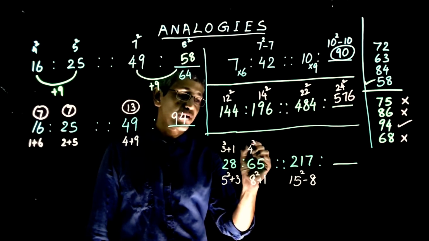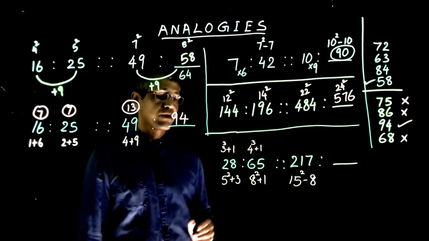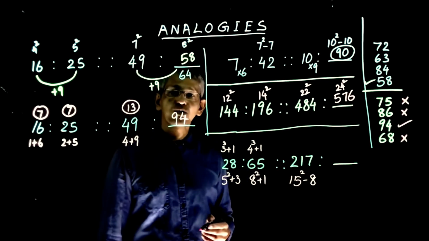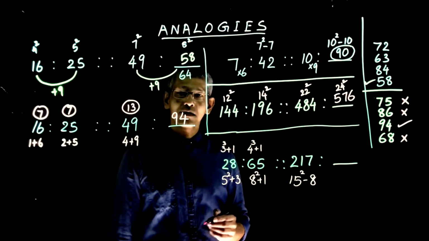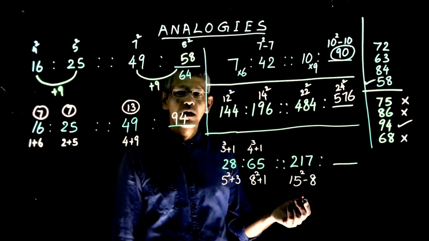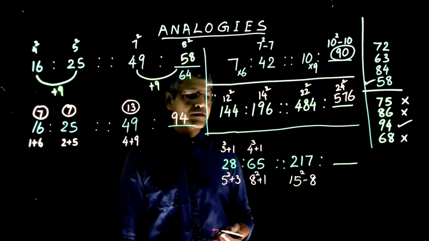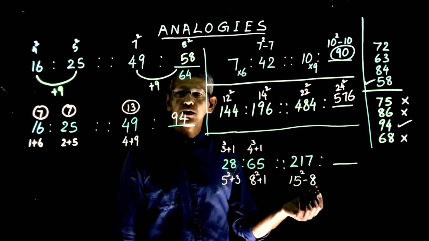4 cube is 64 plus 1. It is 65. So 3 cube plus 1, 4 cube plus 1. And 217. 217 is what? Is it a cube plus 1? If it is a cube plus 1, what kind of a cube is it? 5 cube is 125. Everybody knows that.